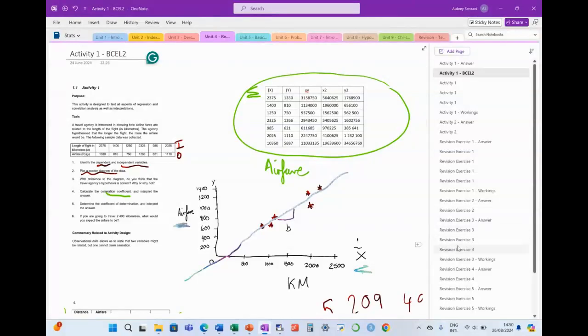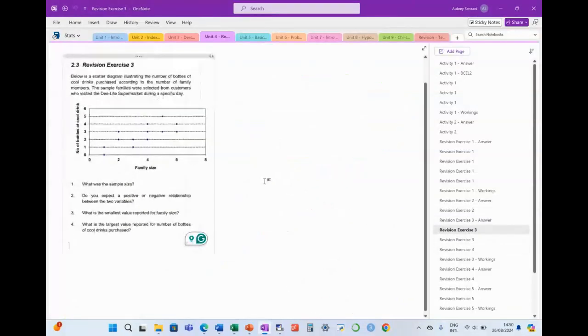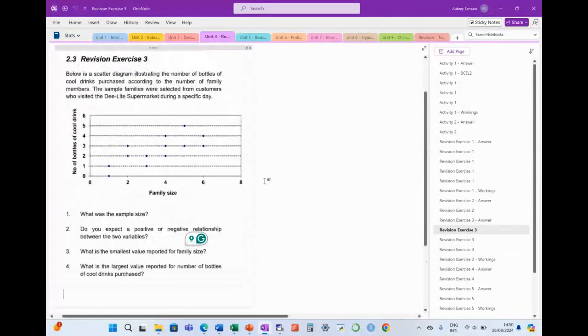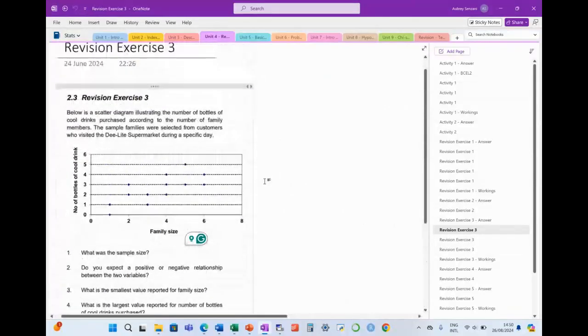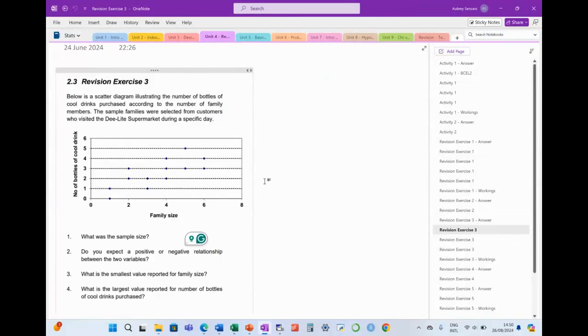Should we quickly just go over revision exercise 3? It's literally theory. I'll talk you guys through this one. Is that fine? Just give me 10 minutes and 3 o'clock, goodbye. Right, so here, revision exercise theory.